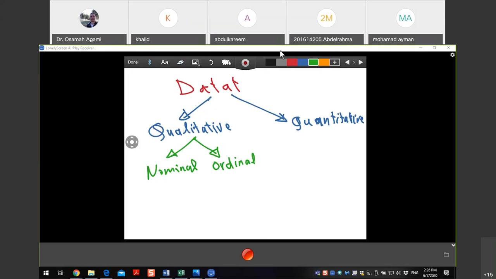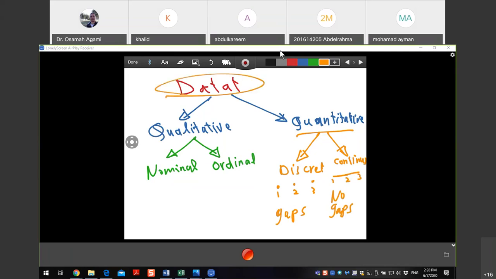Okay, I finished the qualitative. I go for quantitative. I get a bright color just to attract you. The quantitative, as I said, it is quantity, right? Or you can say number, numeric. Yes, it is quantitative, but I can go for discrete or continuous. If it is discrete, it means you have gaps, right? One, two, three. But if it is continuous, between one and two are linked together, also linked to three. So here, gaps. Here, no gaps between data, right?